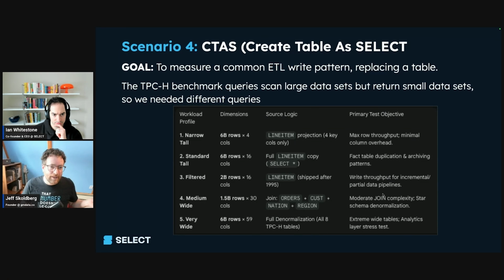So there are different complexities that we did. We did narrow tall, which is just the primary and foreign keys from one table. It's 6 billion rows, 4 columns. So that's a very narrow table. Then we did 16 columns, a partial data set, and then one where we joined all of the tables. There are 8 tables included in this data set. We denormalize, aka join them all together, and write out all 59 columns.